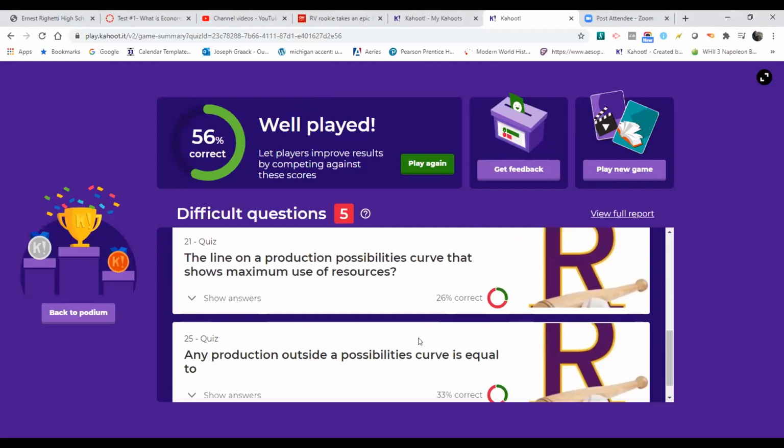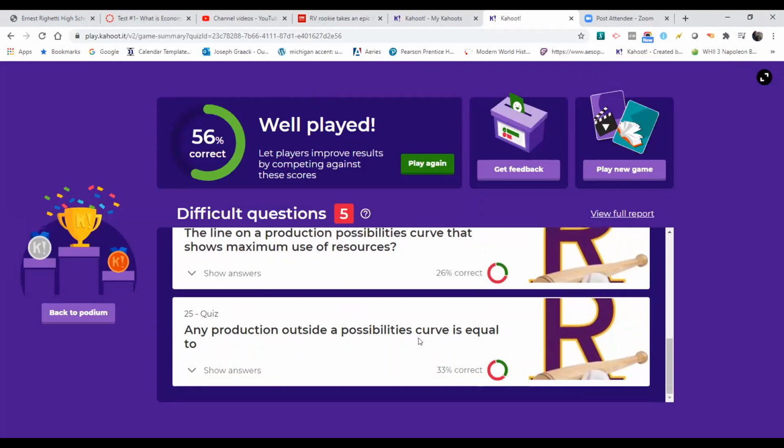Last 2 most missed questions. The line on a production possibilities curve that shows the maximum use of resources is your frontier. It's called the frontier. And then 25, any production outside of the possibilities curve is equal to, that's greater than 100%. Right? So greater than 100%, equal to 100%, less than 100%.